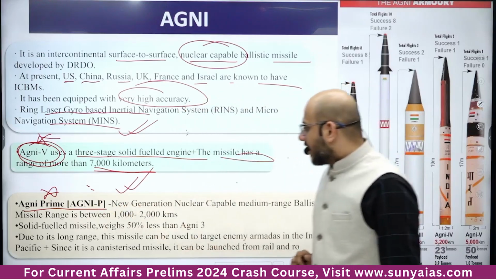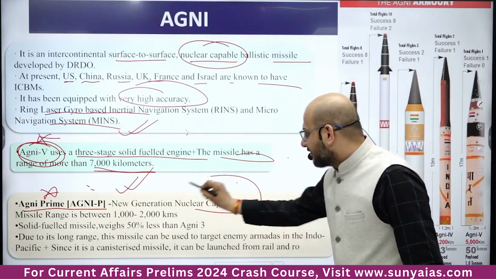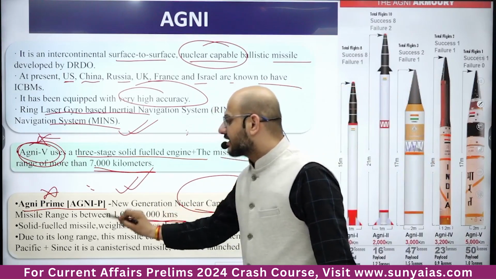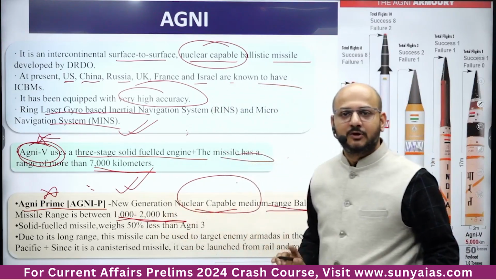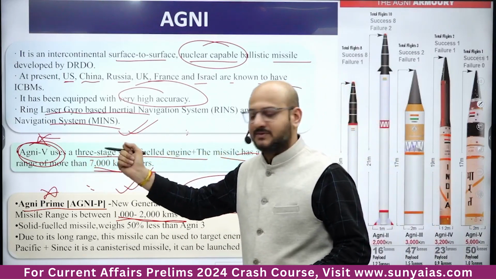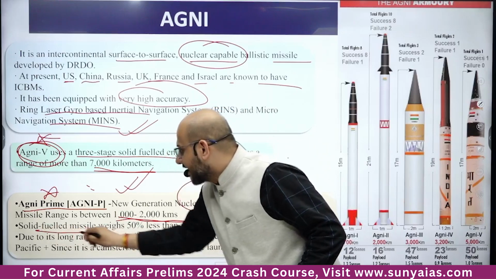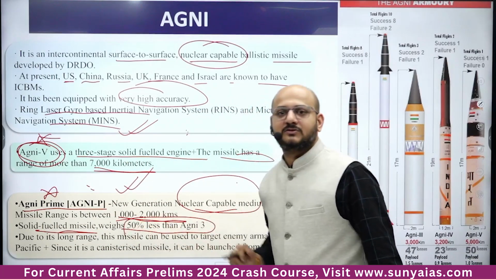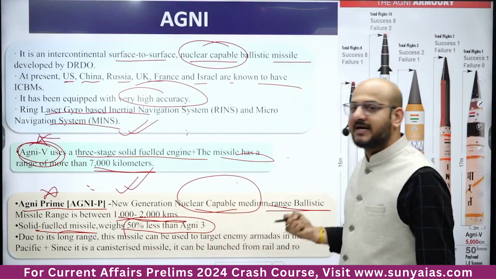Okay, Agni Prime, new generation nuclear capable medium range ballistic missile, is between 1000 to 2000 kilometers. Agni Prime की तुम देखो range कम है, लेकिन technology हम Agni 5 वाली use करेंगे. Solid fuelled missile, weighs 50% less than Agni 3 also. Agni 3 से भी 50% weight कम है इसका.